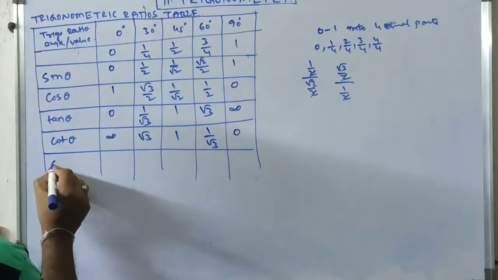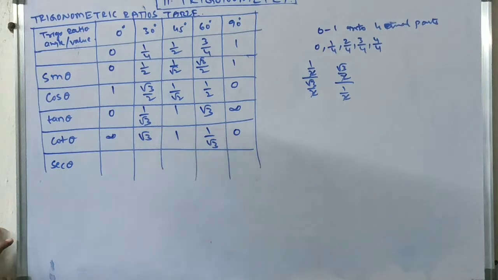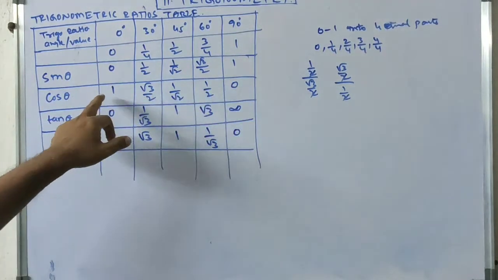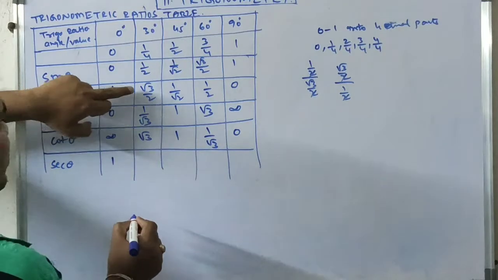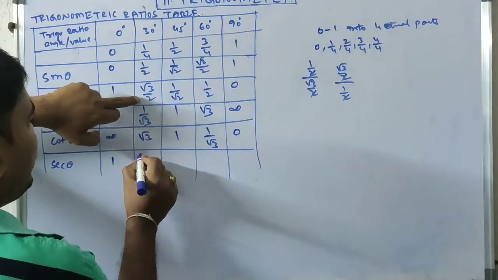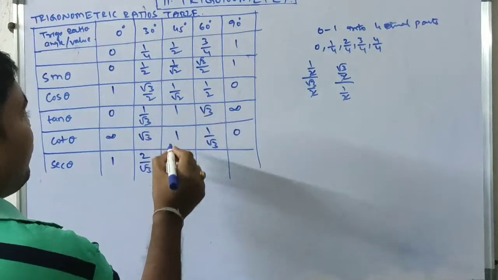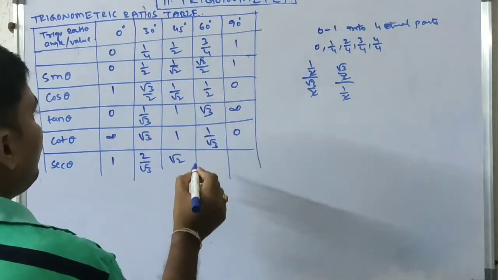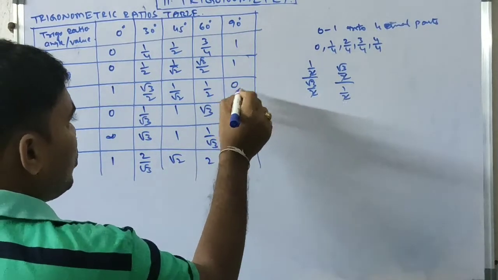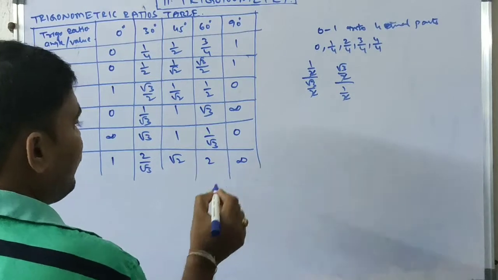Next, sec theta. Sec theta is the reciprocal of cos theta. So we are taking the reciprocals. 1 by 1, 1. Root 3 by 2 reciprocal, 2 by root 3. 1 by root 2 reciprocal, root 2. 1 by 2 reciprocal, 2. Reciprocal of 0 does not exist, infinity.